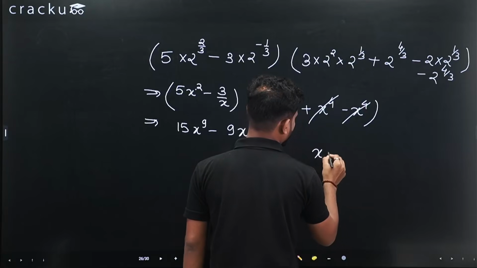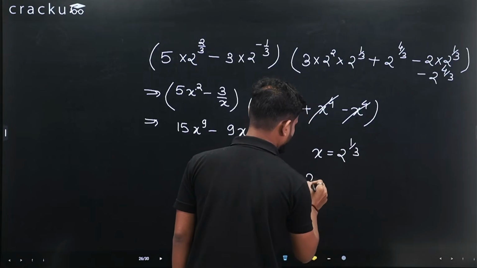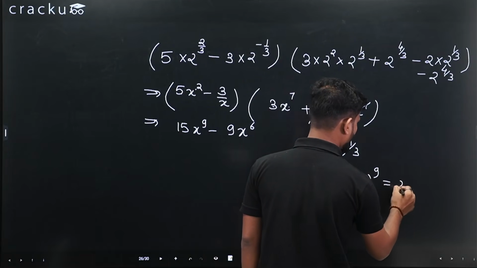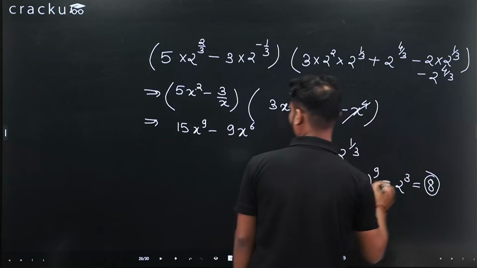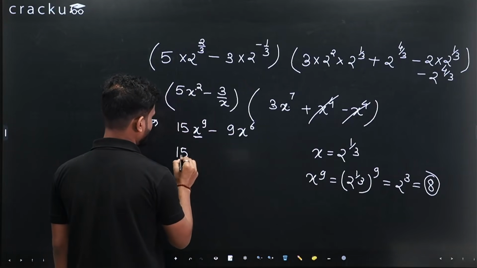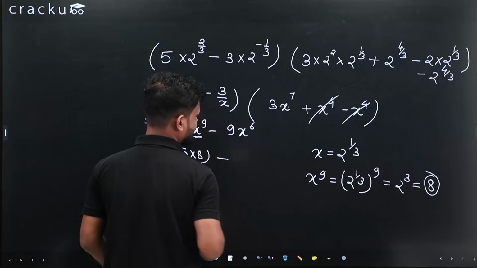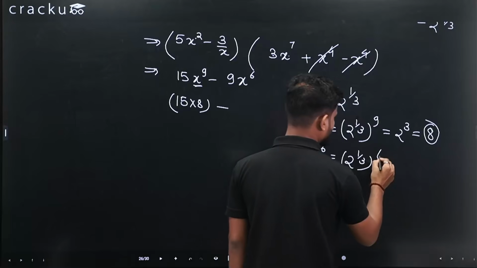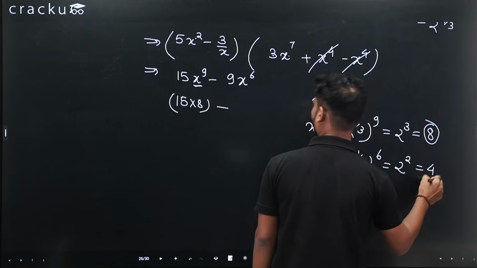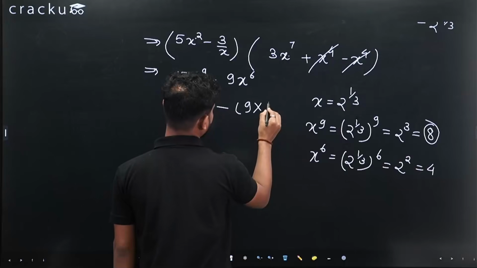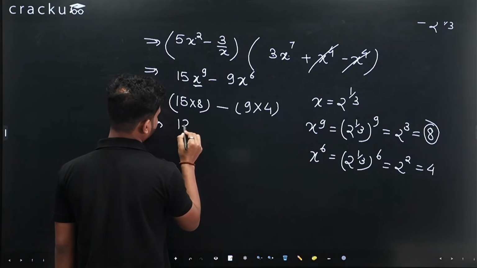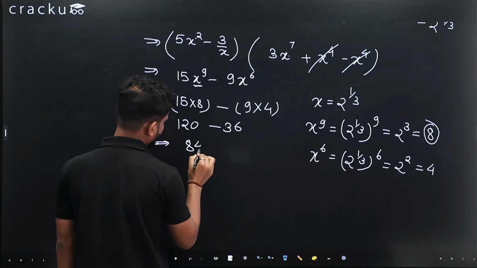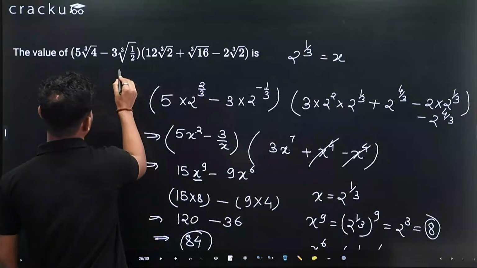Now x is equal to what? x is 2 raised to 1 by 3. x raised to 9 will be what? It will be 2 raised to 1 by 3 raised to 9, or 2 cube, which is 8. So this is 15 into 8. Minus, x raised to 6 will be what? It will be 2 raised to 1 by 3 raised to 6, which is 2 square. This is 4. So this is 9 into 4. So this is 120 minus 9 into 4, 36, which is nothing but 84. So 84 will be the correct answer here.